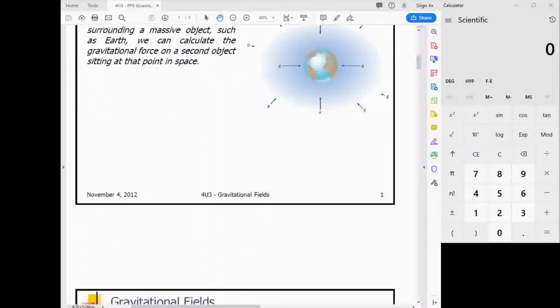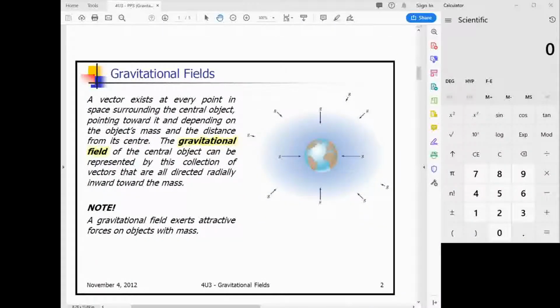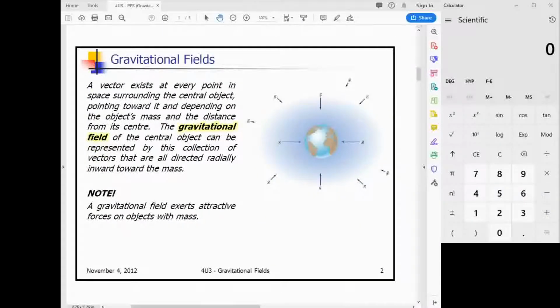Now, when we have a situation like this, where we have a series of vectors and they behave in a predictable way, we call it a field. And when the force that is being demonstrated is a gravitational force, then we call it a gravitational field.